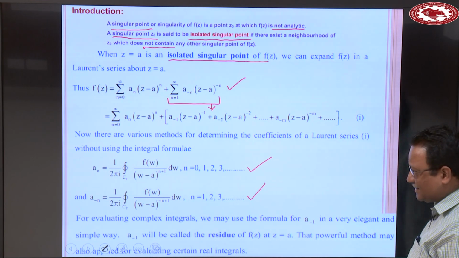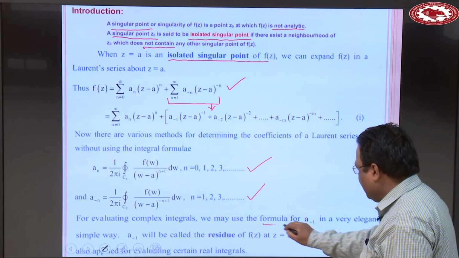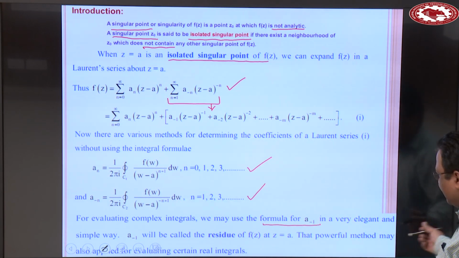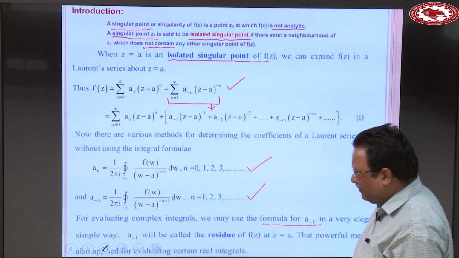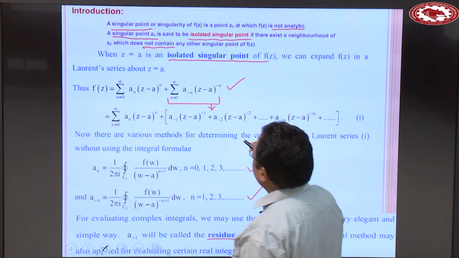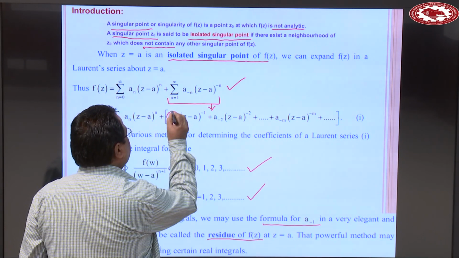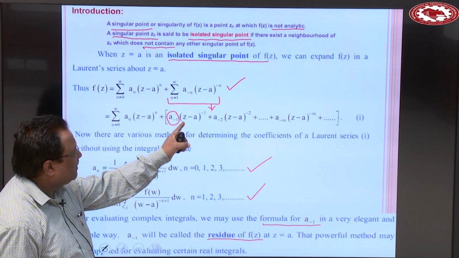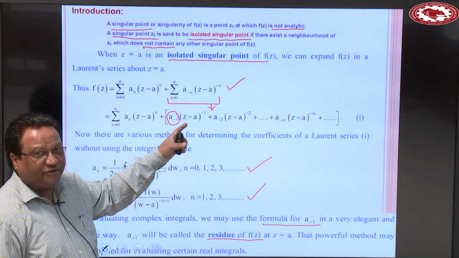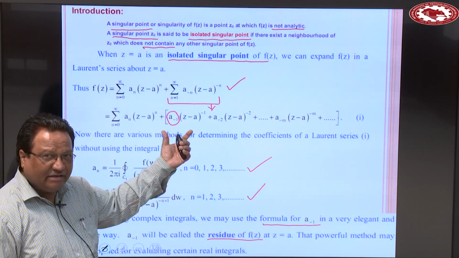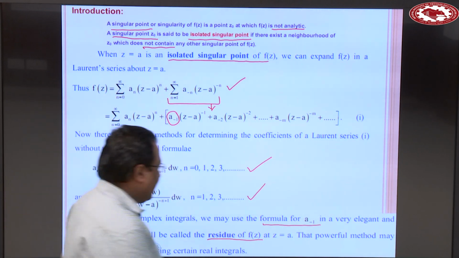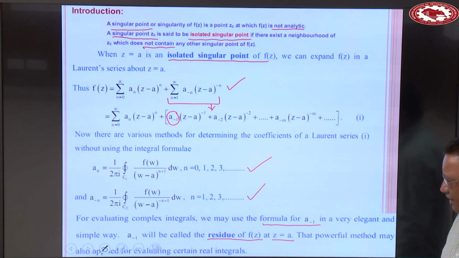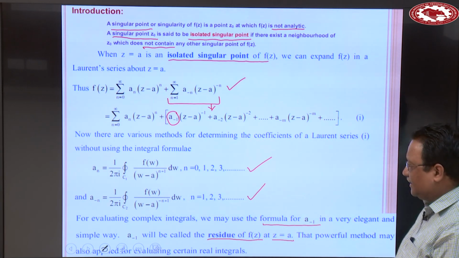So, for evaluating complex integrals, we may use the formula for a_(minus 1) in a very elegant and simple way. a_(minus 1) will be called the residue of f(z). This means that this coefficient, the coefficient of 1 over (z minus a), is nothing but the residue of the function. The coefficient of (z minus a)^(minus 1) is known as the residue of f(z) at z equal to a, and that powerful method may also appear for evaluating certain real integrals.